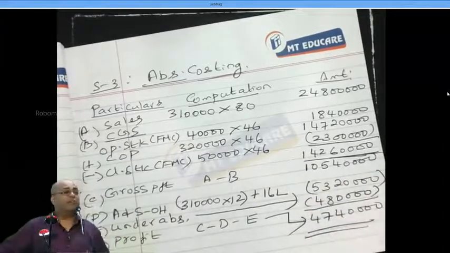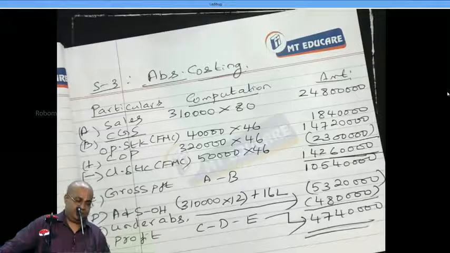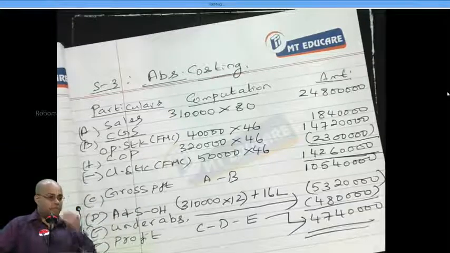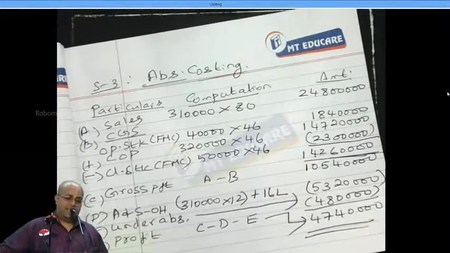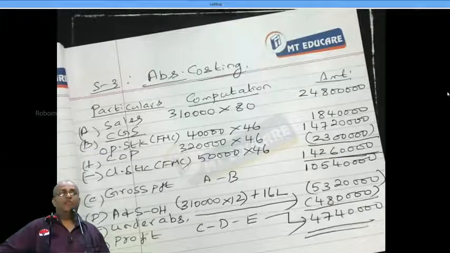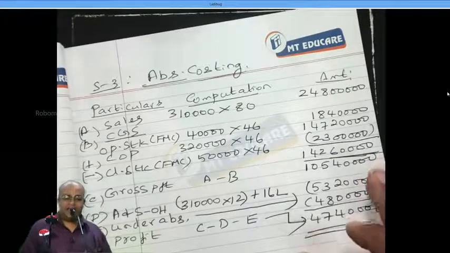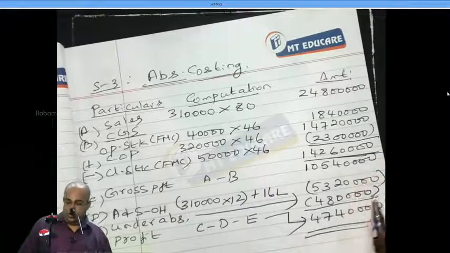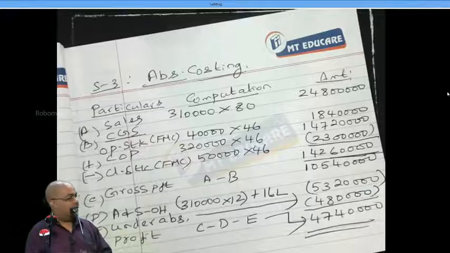Now, next step. Part 2 or part 3? Part 3. Write down next step, part 3: Reconciliation of the two profits. Suppose stock is not given, still they ask you to reconcile. In that case, what do you do? Don't adjust under absorption. You show it in the reconciliation. That's it. Are you following or not?